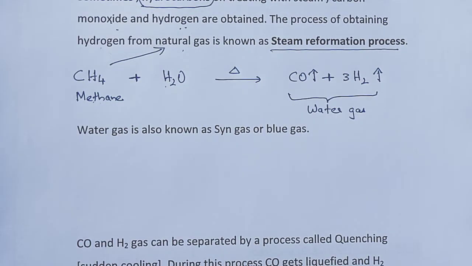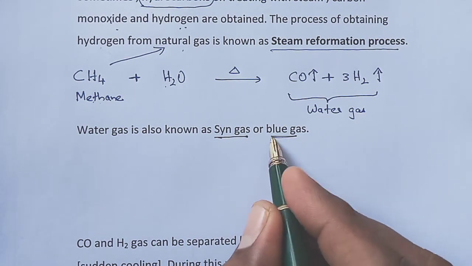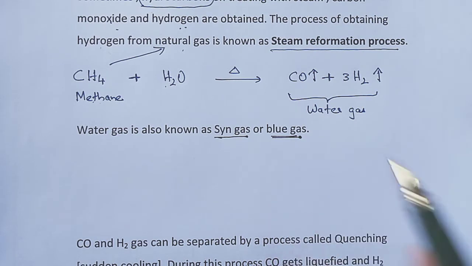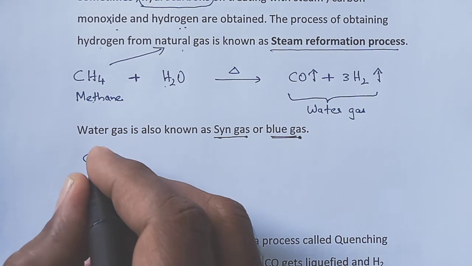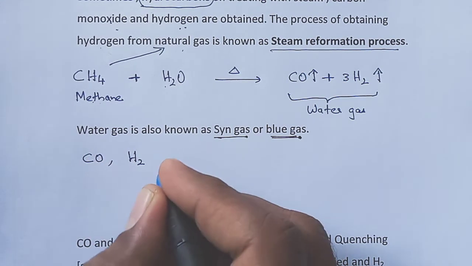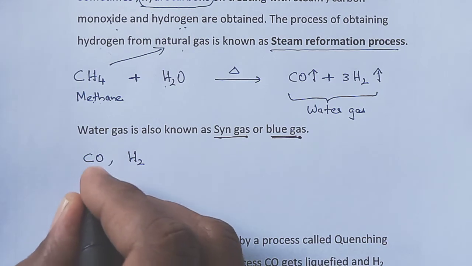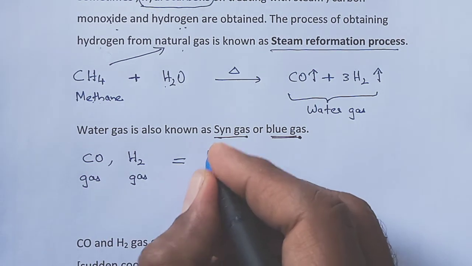Now here there is an important point. Water gas is also known as syngas or blue gas. Let us write the reason for this. I repeat once again. A mixture of carbon monoxide and hydrogen gas. Carbon monoxide gas, hydrogen gas. This mixture is called water gas.